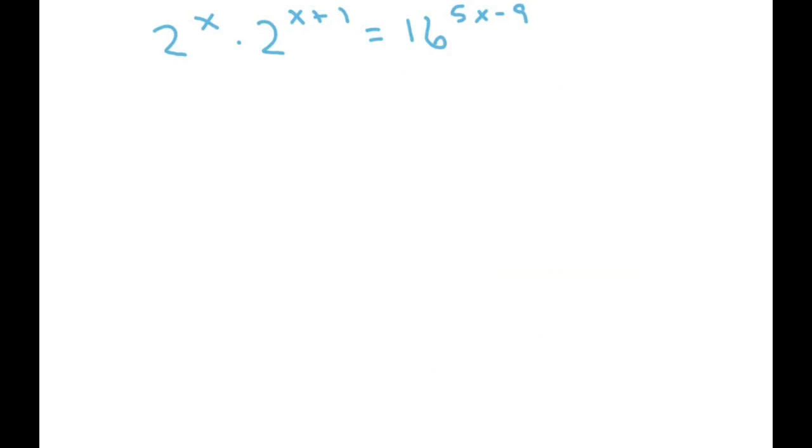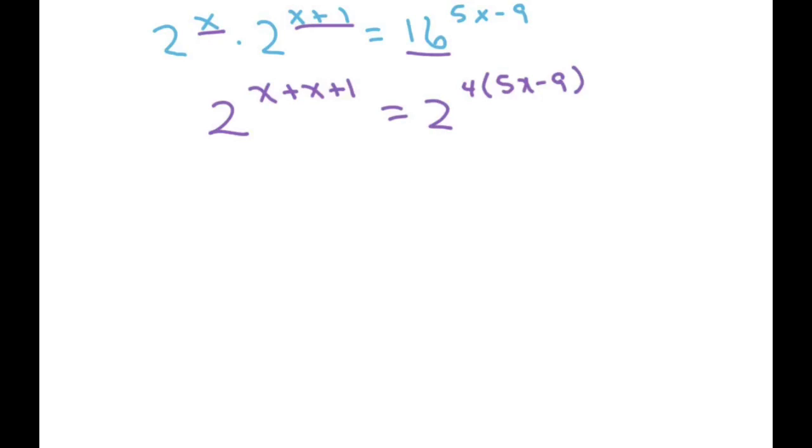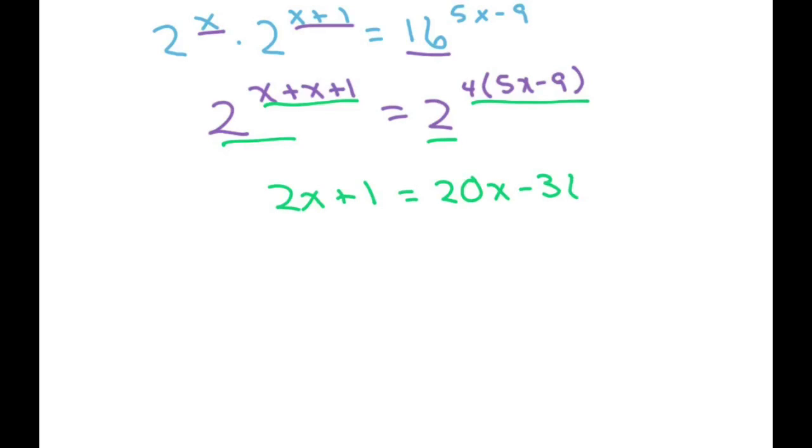Next one is this one. Same situation. I'm going to have only one base here of 2, so I can add these two. So it's x plus 1. And 16 is 2 to the 4th. And I'm going to have to multiply that by whatever's there, which is 5x minus 9. Now my bases are the same, so I can just set these equal to each other. This is 2x plus 1 equals 20x minus 36. And don't forget to distribute right there.